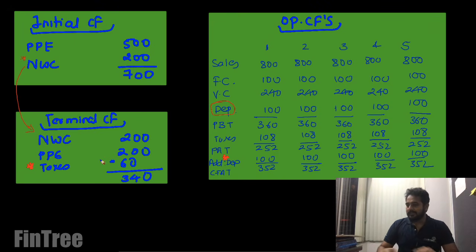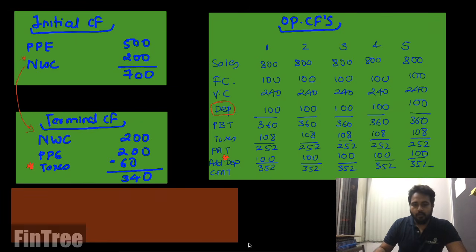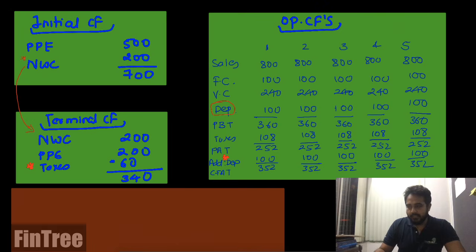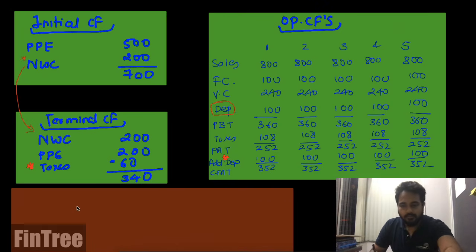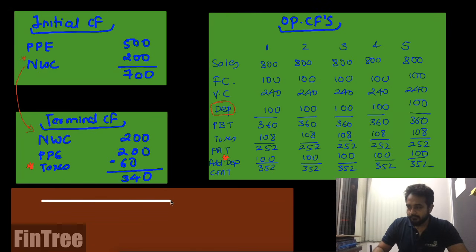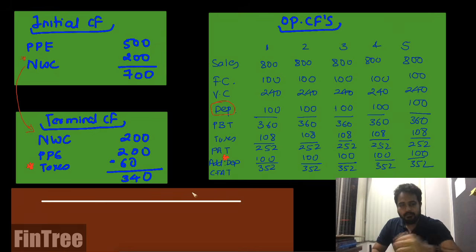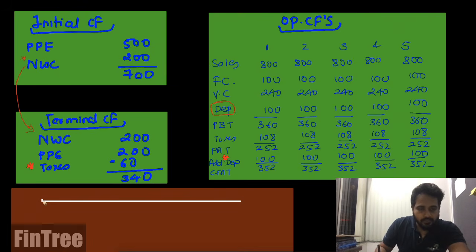And once you've done this, then the remaining part is really easy to solve. What we do in the remaining part is we simply plot all the cash flows and do the NPV calculation. So let's see how that's going to look now. Plot all the cash flows and let's do the NPV calculations.